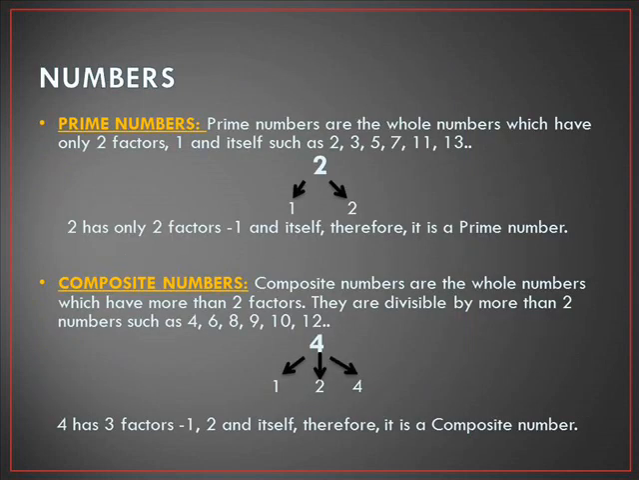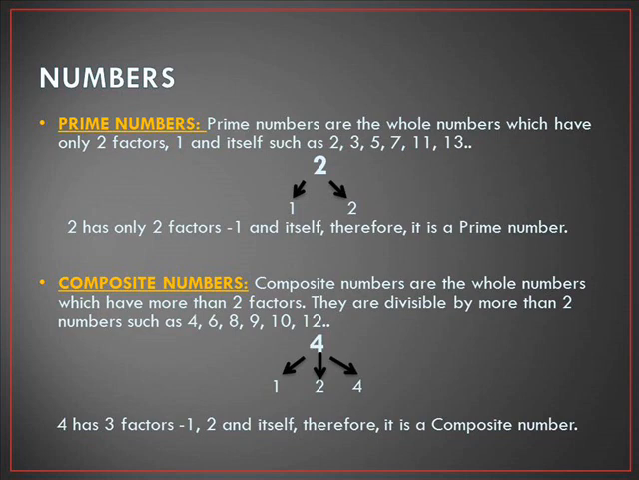Moving on, we have prime numbers. Prime numbers are the whole numbers which have only 2 factors, 1 and itself, such as 2, 3, 5, 7, 11, 13 and so on and so forth. Take the example of 2. 2 has only 2 factors, 1 and itself. Therefore, it is a prime number.